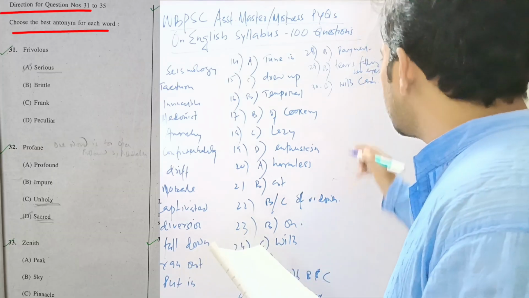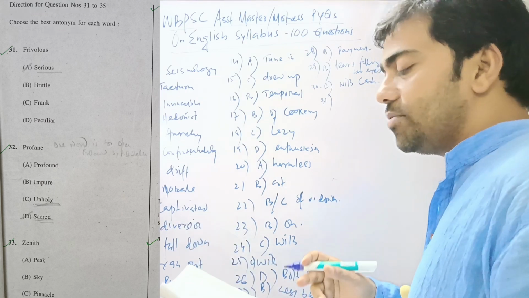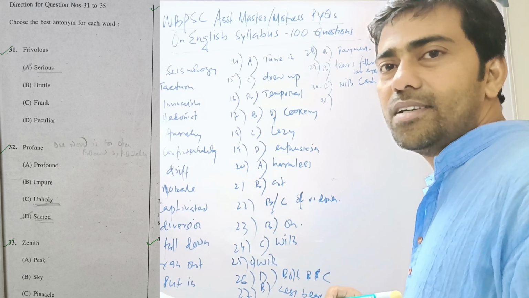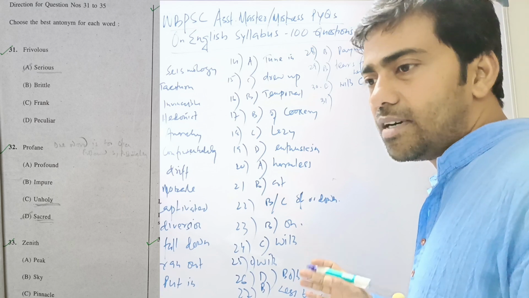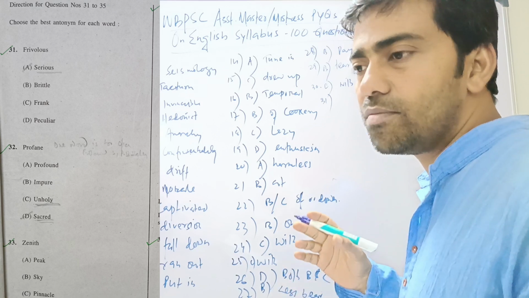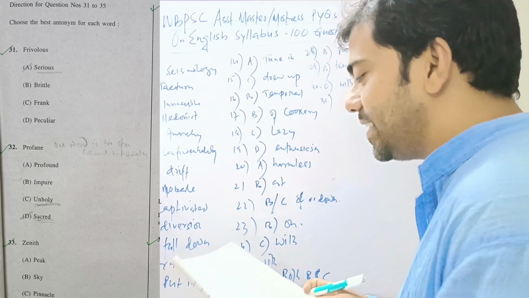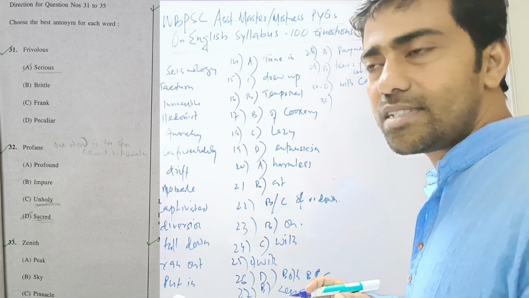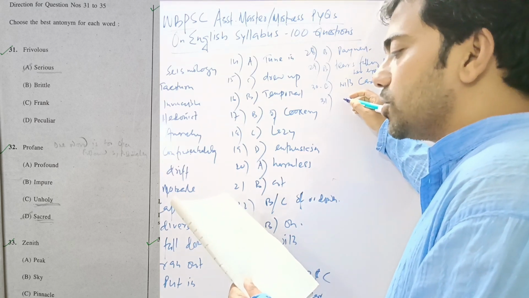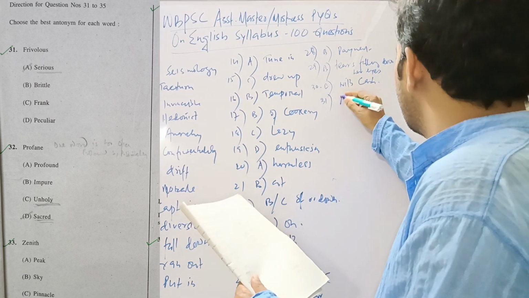Direction for question number 31 to 35. So 31. Choose the best antonym for each word. 31 to 35, still no literature questions are there. Still we are solving questions from grammar, vocabulary, transformation of sentence, prepositions, antonyms and synonyms. All right, still you can see the standard of the questions. Okay, so frivolous, the best antonym. Now the word frivolous means very flaky, so serious.